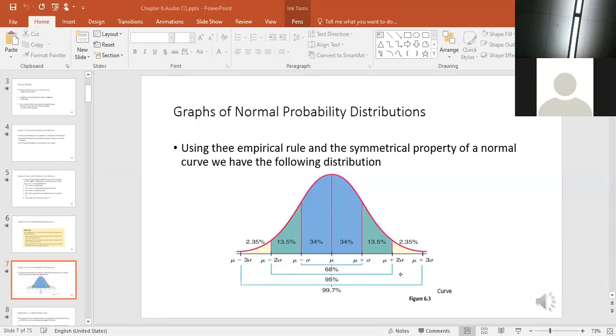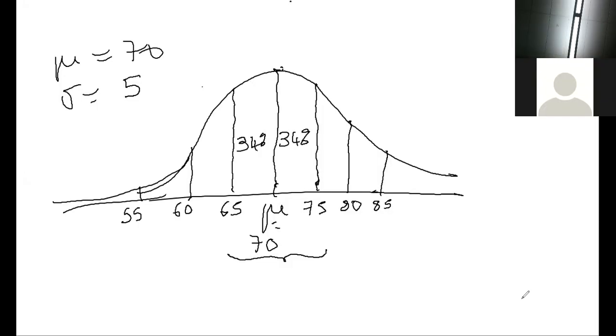Because we already have, I will go back to the whiteboard. I wanted you to see this one. So we already have 34% here. We will write 13.5. I'm not going to write percent. 13.5.